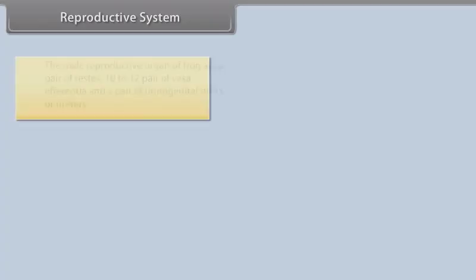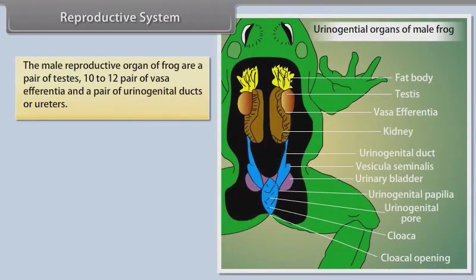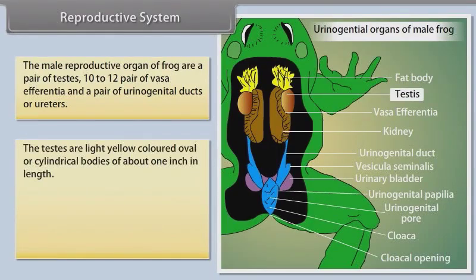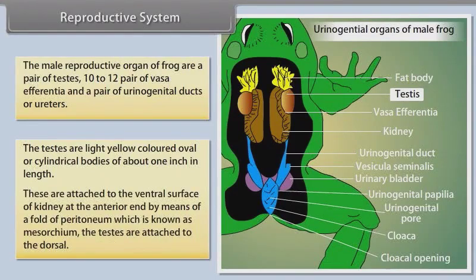Reproductive system. The male reproductive organs of frog are a pair of testes, 10 to 12 pair of vasa efferentia, and a pair of urinogenital ducts or ureters. The testes are light yellow-colored, oval or cylindrical bodies of about 1 inch in length. These are attached to the ventral surface of kidney at the anterior end by means of a fold of peritoneum, which is known as mesorchium.